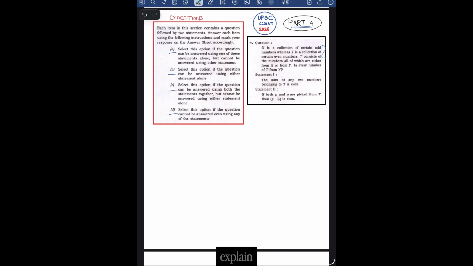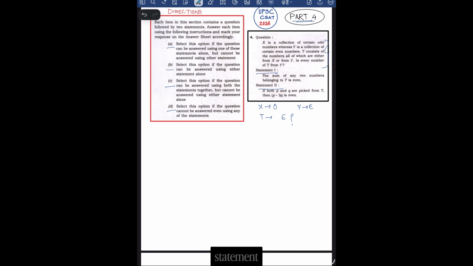Now let me briefly explain the question first. We are given that x is a collection that contains only odd numbers and y is a collection that contains only even numbers. And every element of a collection T belongs to either x or to y. Our task is to determine whether every element of T belongs to y. That is, whether all the elements of T are even. So let us evaluate the statements given one by one.